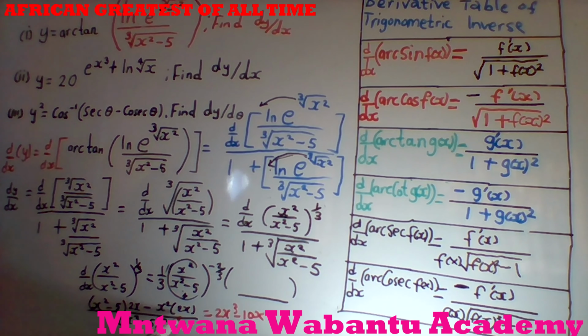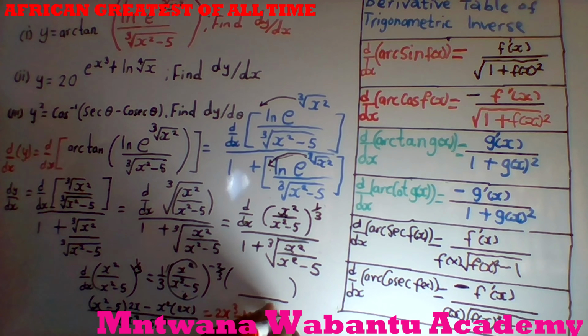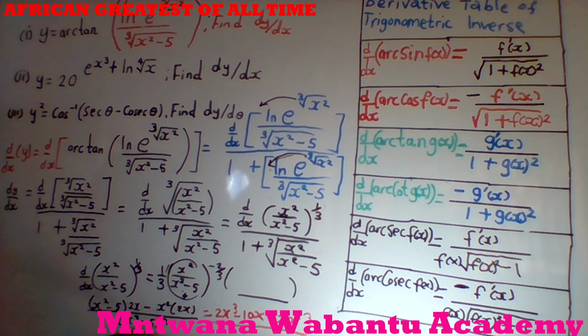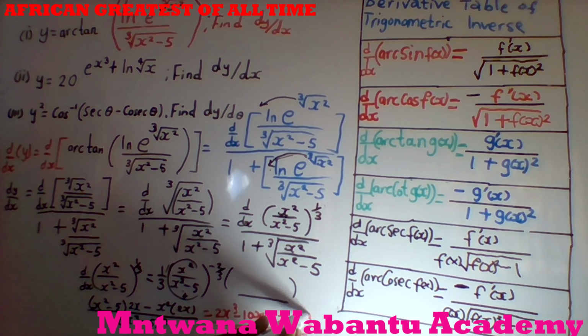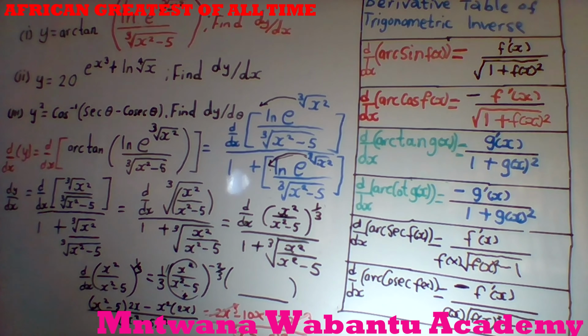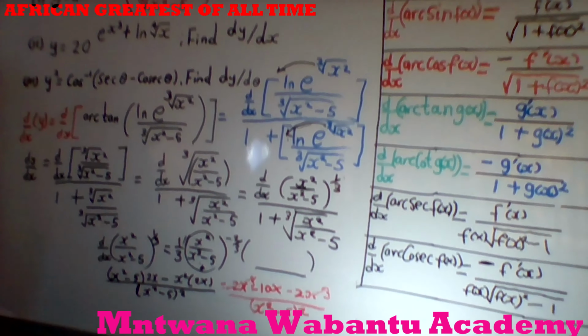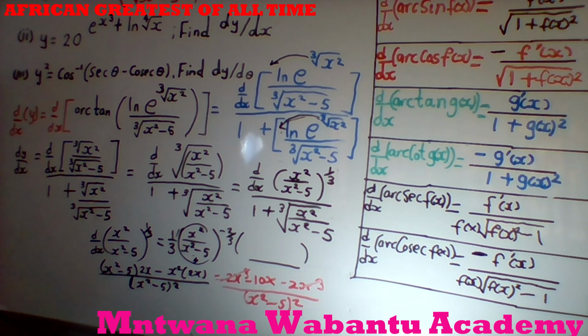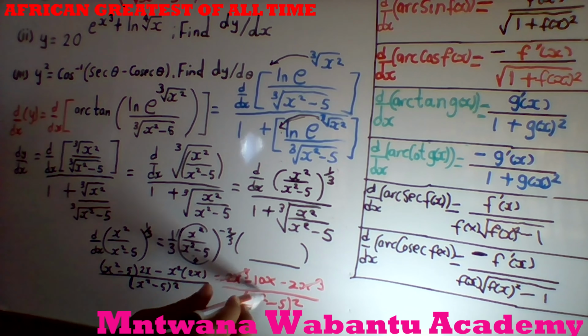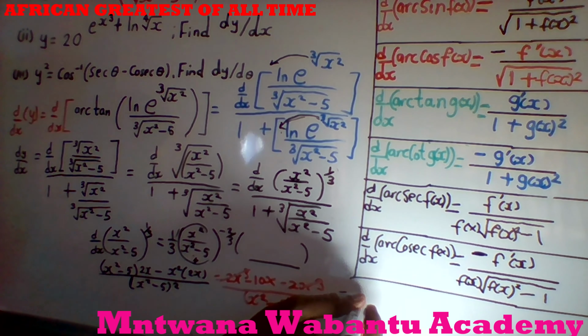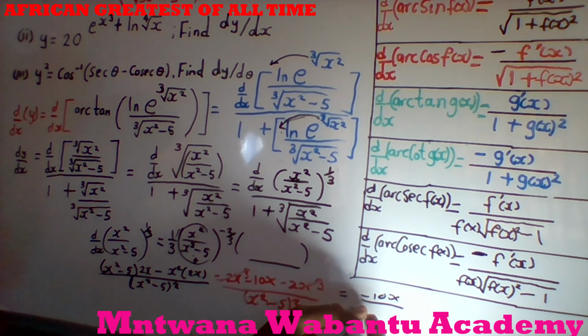Now negative x squared times 2x is going to give us negative 2x cubed, and then we go over. Now this is going to become (x squared minus 5) squared. This and this cancel, so we got negative 10x over x squared. I hope everybody can see there, just in case you didn't see: this and this cancel. So we're going to be left with negative 10x over (x squared minus 5) squared.